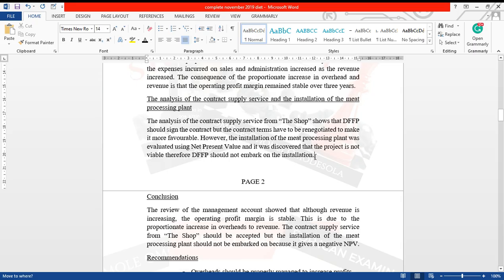Now, you can also talk about it that the company should also consider the contract terms, because we're told that the contract supply service from the shop is the one that actually made us think about installation of the meat processing plant, right? So you can talk about it as well. So just summarize everything that you want to summarize. But then as you are summarizing, you might not really be able to say everything, but at least cover everything in that sense. So this one is just like a sample. I'm just showing you a sample of how it should look like.